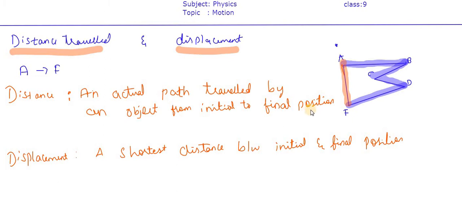I started from A and ended at F. So which is the shortest distance? A to F I travel directly. That is the shortest distance. This shortest distance is nothing but displacement. The actual length, the longest path traveled by an object, is nothing but distance. I hope all of you understood the difference between displacement and distance. So the actual path traveled by an object is known as distance, and the shortest distance between the initial and final position is displacement.